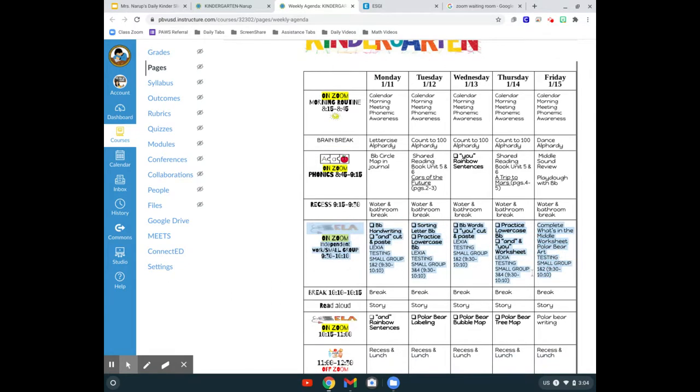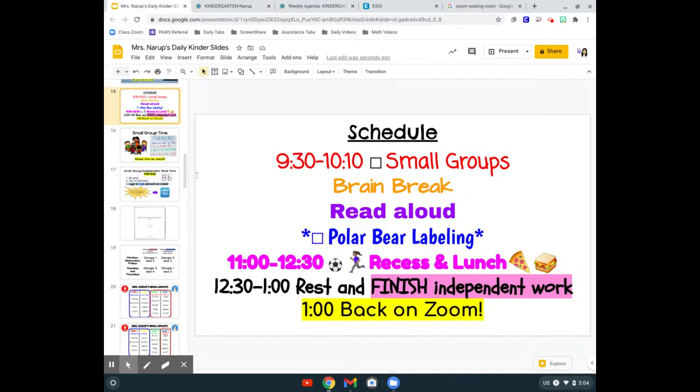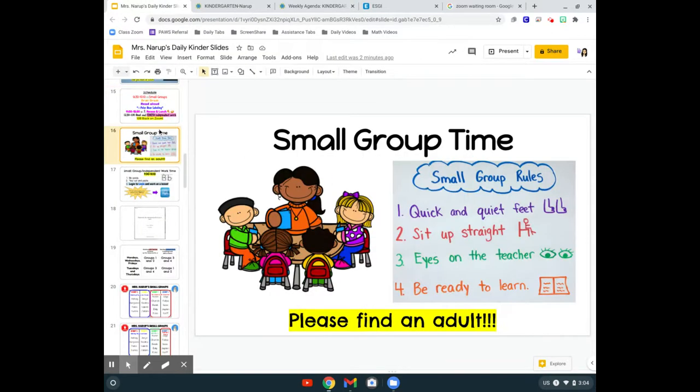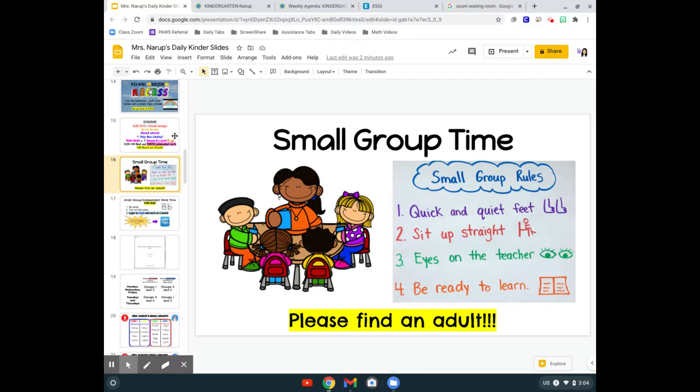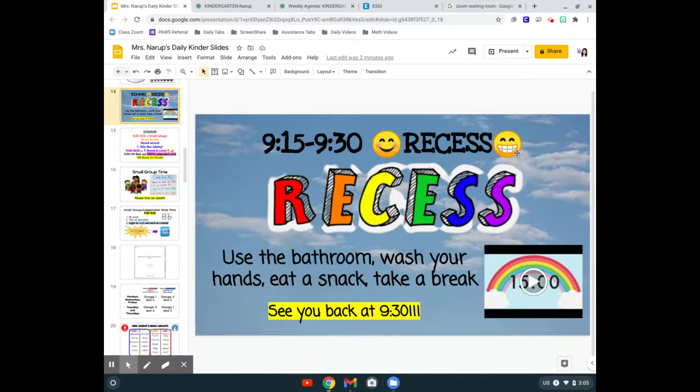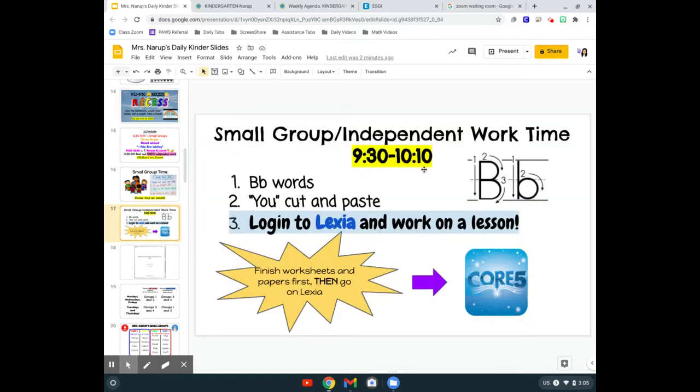And we have work assigned for the week, but we are also expecting them to stay on Zoom. So this is what I mean by that. I always explain our small group directions at the start of the time at 9:30, so right after recess. Our first recess ends at 9:30. Right when that bell rings, I'll just go into our instructions for small group.